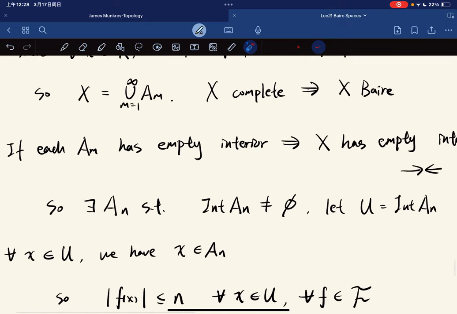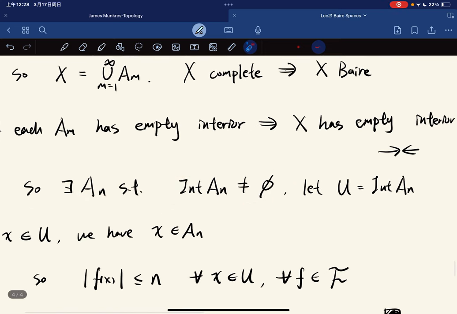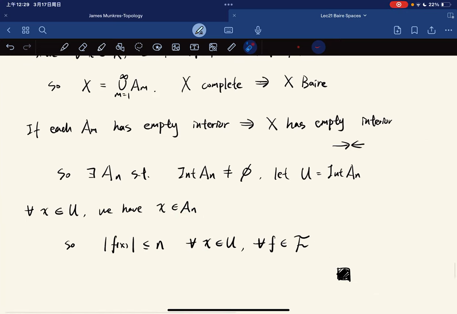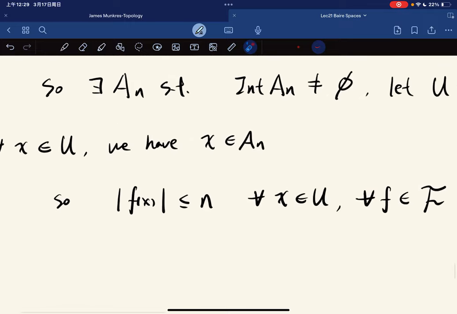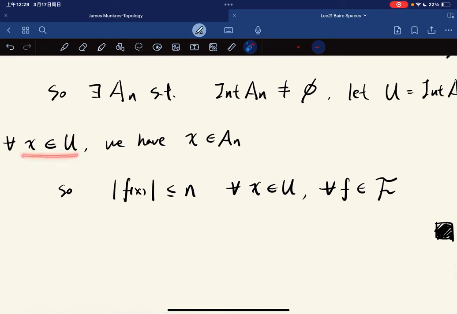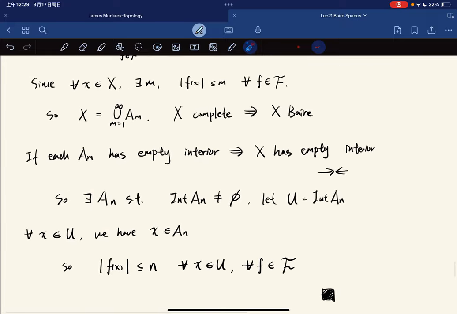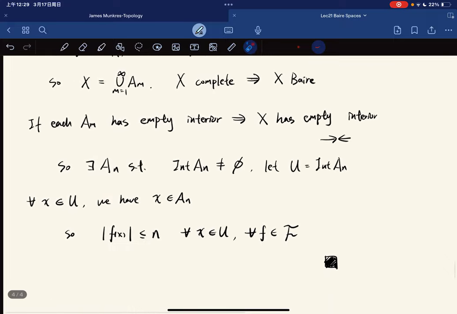So there exists an A_N such that its interior is non-empty. We let U be the non-empty open set, the interior of A_N. For any x in U, we have x in A_N, right? Because U is a subset of A_N, it's a union of subsets of A_N, which is again a subset of A_N. So x is in U, x is in A_N. X in A_N means that it is uniformly bounded. Okay, so this summarizes the content for this lecture. I'll see you guys next time.